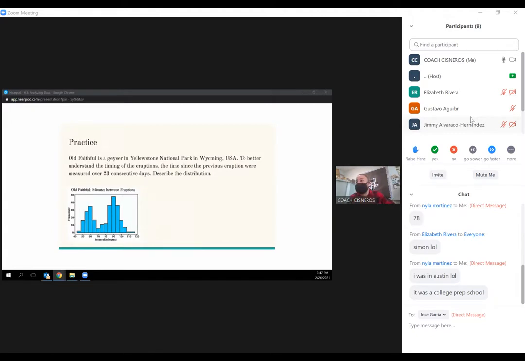Anybody been to Yellowstone? Seen Old Faithful? You know what Old Faithful is? You don't know what Old Faithful is? The little geyser that shoots up, like every hour.